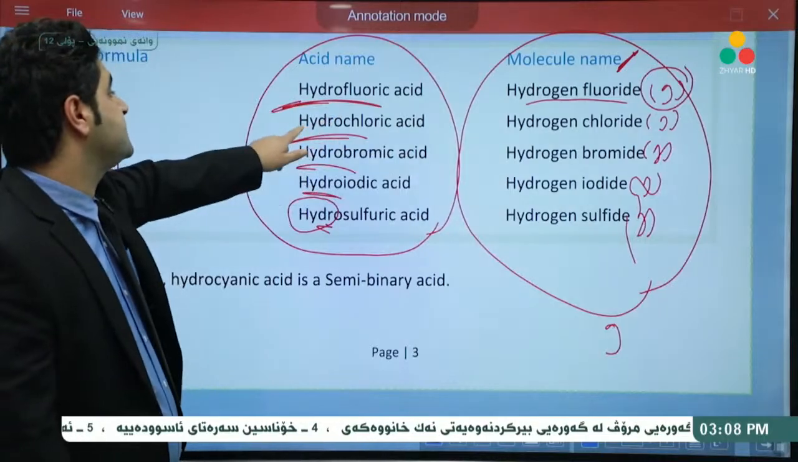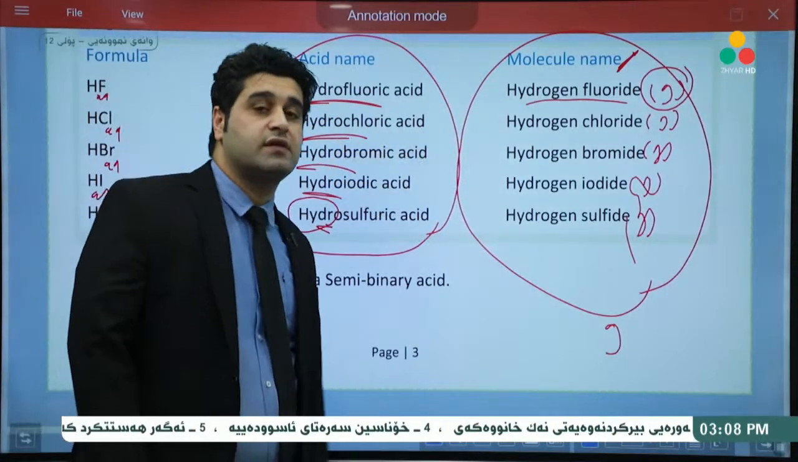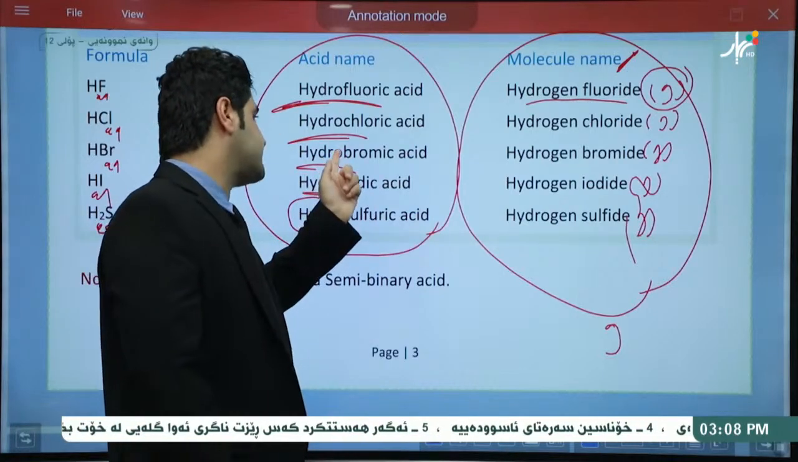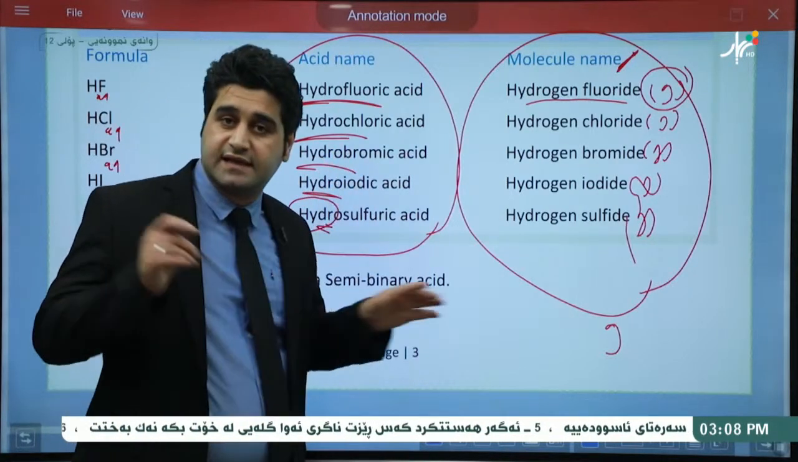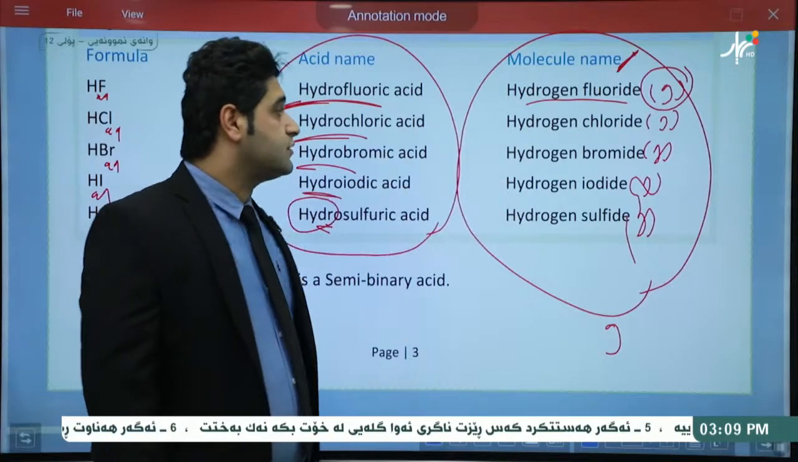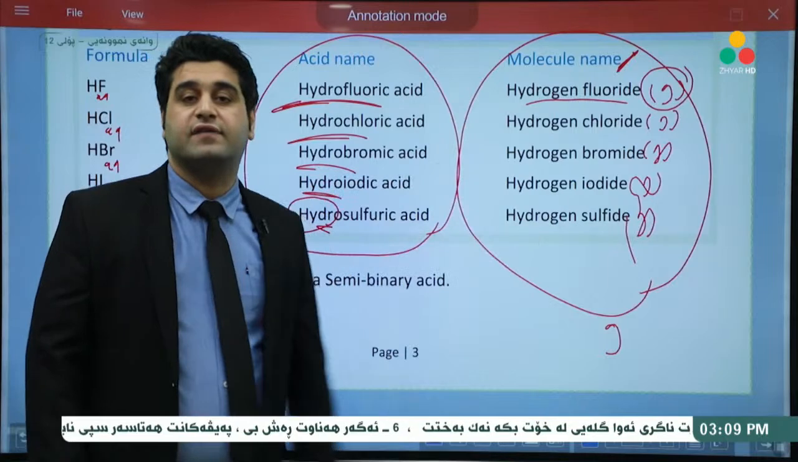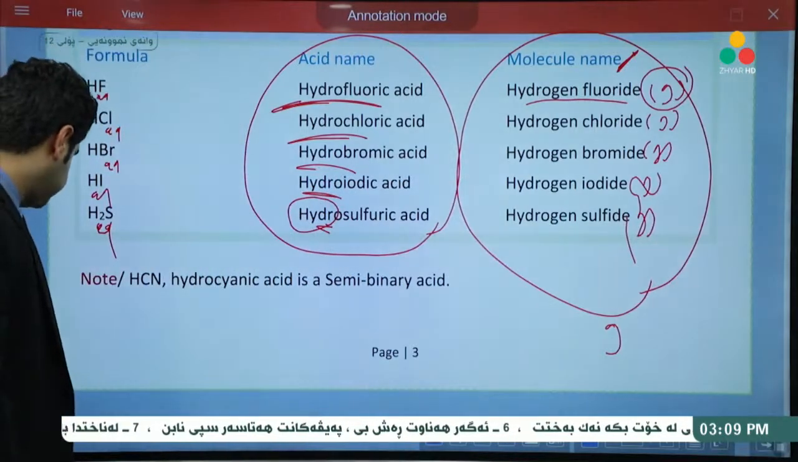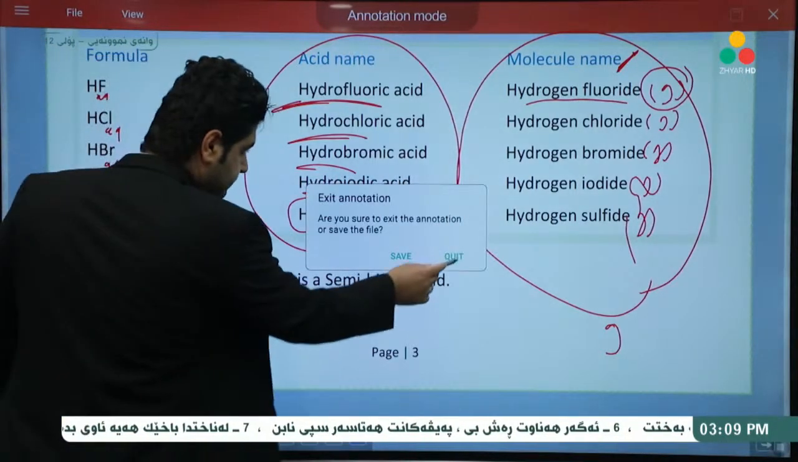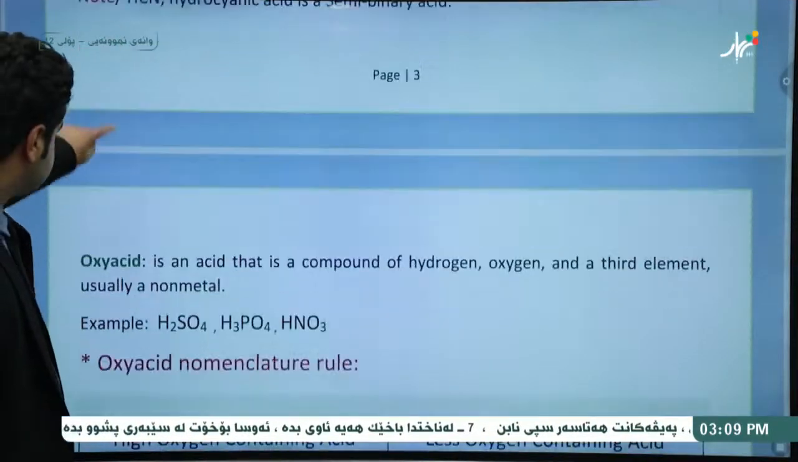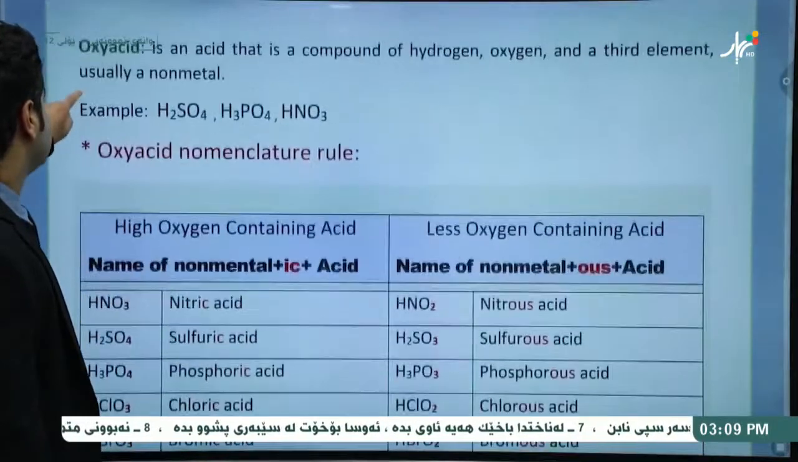So what's the difference between hydrochloric acid and hydrogen chloride? Both are electrolytes, but hydrochloric acid is an aqueous solution and can conduct electricity. Hydrogen chloride cannot conduct. In hydrochloric acid we have ions, in hydrogen chloride we don't have any ions. HCN is a semi-binary acid, just for your information.